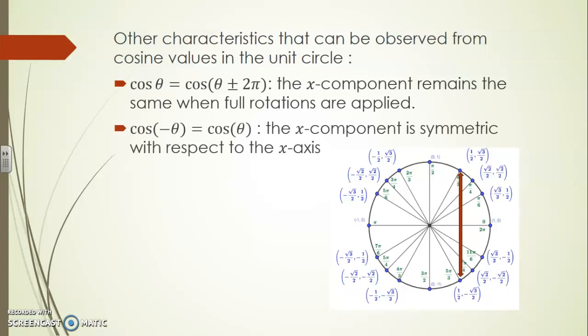Cos at minus theta and cos at theta are equal because the x component is symmetric with respect to the x-axis.